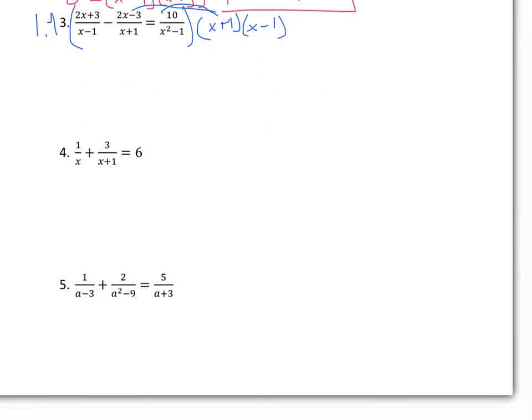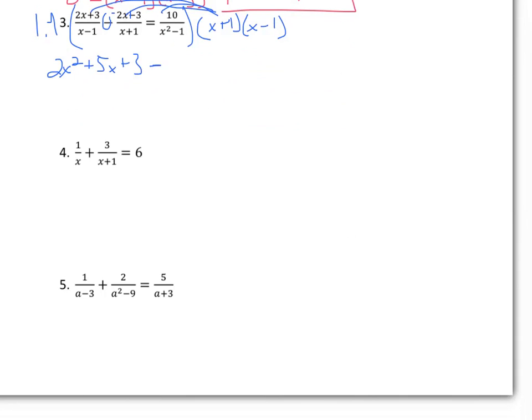Okay, multiply it everywhere. When the x minus 1s go away, we've got (x + 1) times (2x + 3). We've got to FOIL that out. We're going to get 2x squared plus 3x plus 3x plus 2x, which is going to be a plus 5x plus 3. The second one, the x plus 1s go away, and we've got minus (2x + 3), because we got this negative, so it's a minus 2x and a plus 3 times (x - 1).